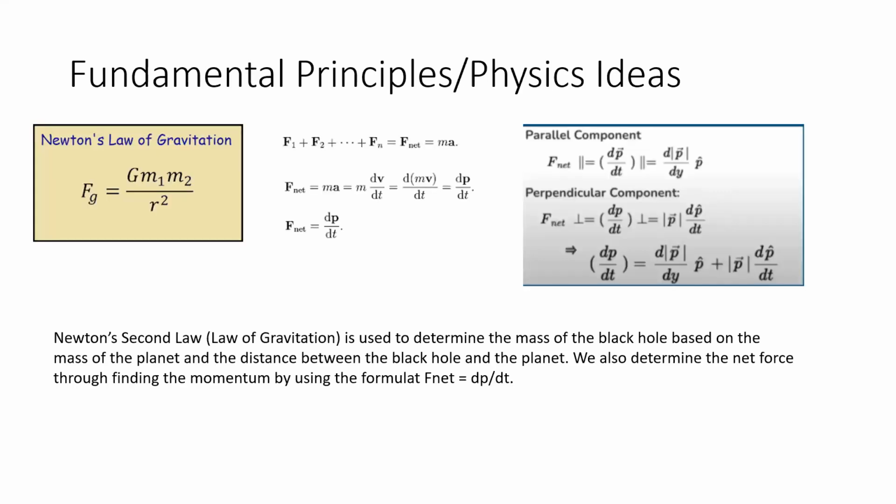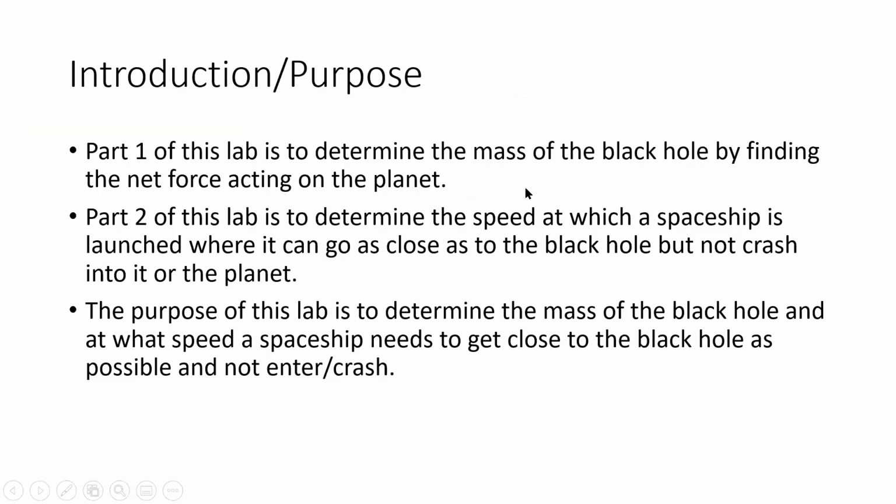So the fundamental physics ideas used are Newton's law of gravitation, or Newton's second law, and this is to find the mass of the black hole using this equation. We are provided one of the masses, which is the mass of the planet, and r squared would be the distance between the black hole and the planet, which we are provided, and that's to find the mass of the black hole. We also need to determine the net force through finding the momentum by using the formula F net equals dp over dt, and this is to find the initial conditions for the speed of the perpendicular and parallel components of the velocity.